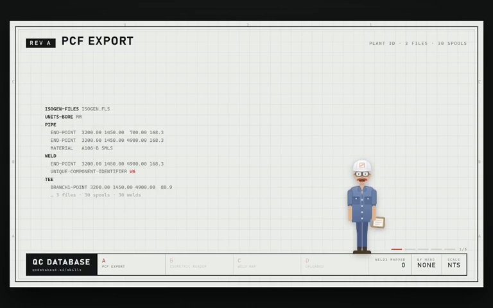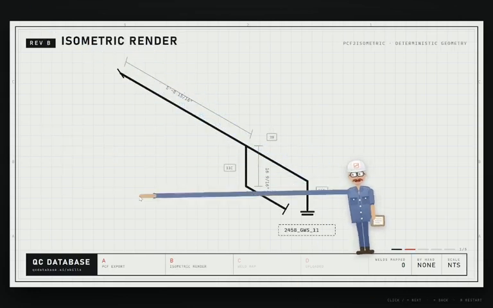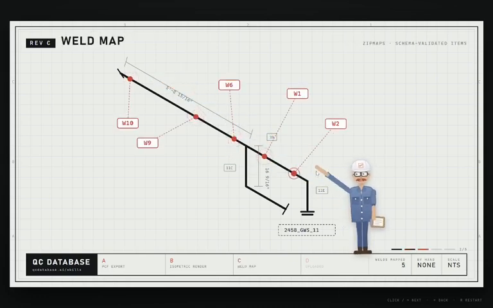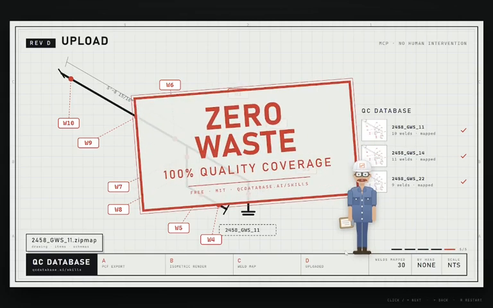In this demo, even though it wasn't perfect, we proved that an AI can take your PCF files and turn those into a single line isometric piping drawing, add weld flags onto it, and then upload those to QC database, including building the jobs and the packages, where your inspectors, foremen, welders can now interact with them online. The end result that we're trying to achieve is zero waste and 100% quality coverage, not just on heavy industrial high spec projects, but also on commercial projects and any projects where you have welding.